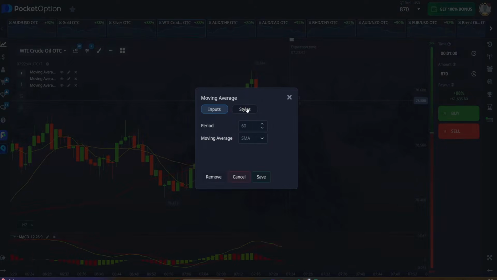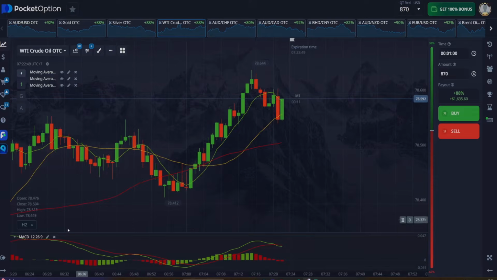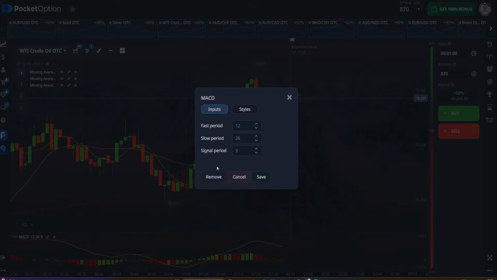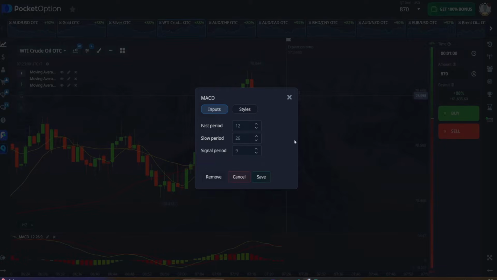60-period moving average, red. This represents the long-term trend and very often acts as a moving support or resistance zone. MACD with default settings. This works as a momentum and trend confirmation tool, helping you validate whether the move is strong enough to enter a position. When you combine these four indicators, you create a clear market framework. Short-term guidance, medium-term context, long-term structure, and momentum confirmation. This alignment is what makes the strategy powerful and reliable.